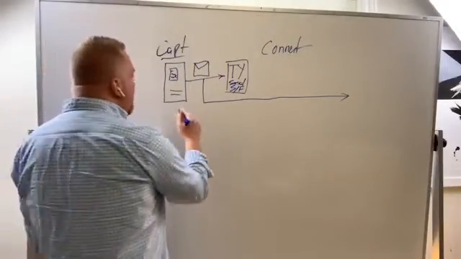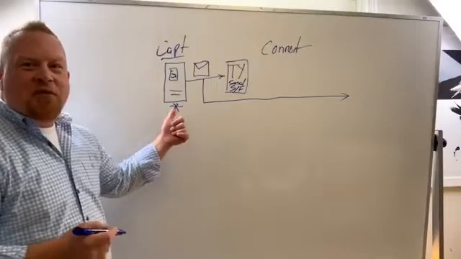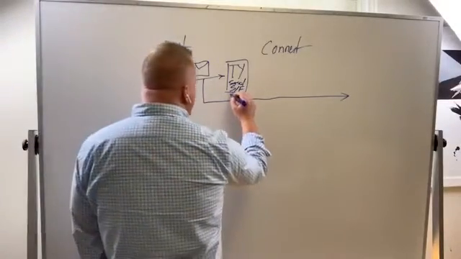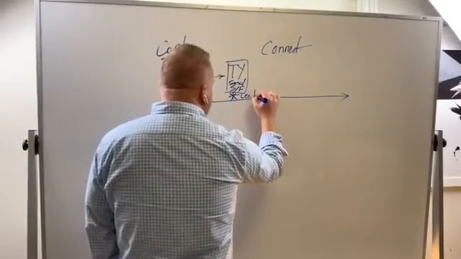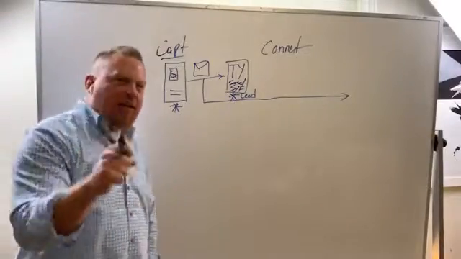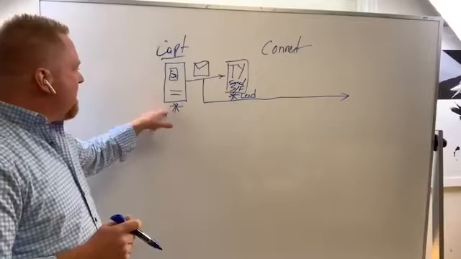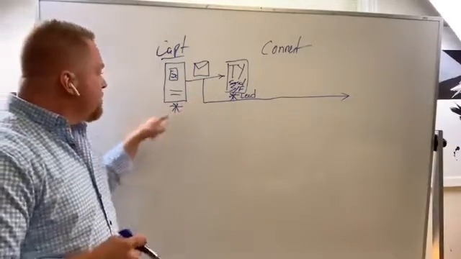All right, so here we have the pixel. And just for this video, we're going to assume this is the pixel. And here we have the pixel, and it's firing the lead event. Now, what does that mean? A lead is a confirmed subscriber, meaning this is going to say view content, and this is going to say lead. Make sure you don't mess those up.